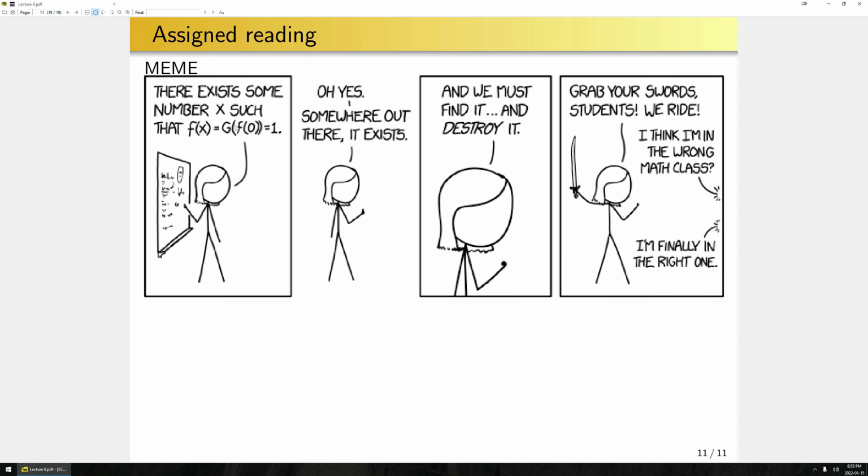And here is our meme. There exists some number x such that this is true. Oh yes, somewhere out there it exists, and we must find it and destroy it. Grab your sword, students, we ride. I'm in the wrong math class. I'm finally in the right one. Okay, good old XKCD.